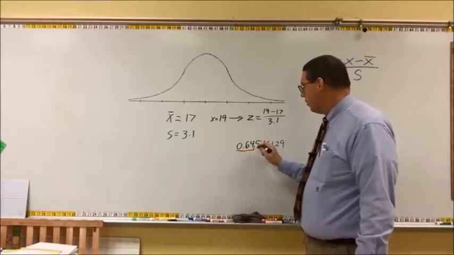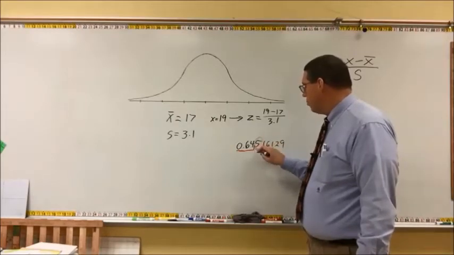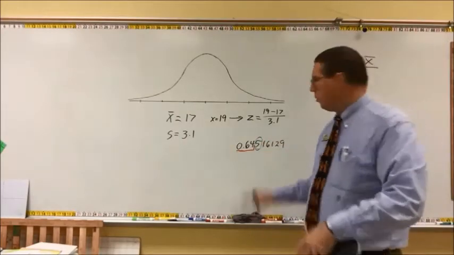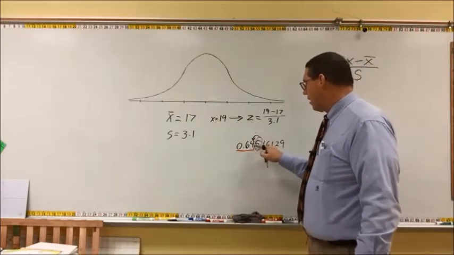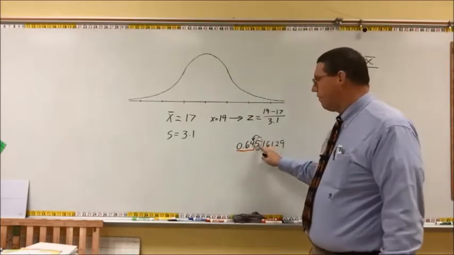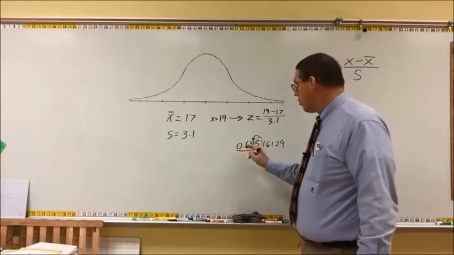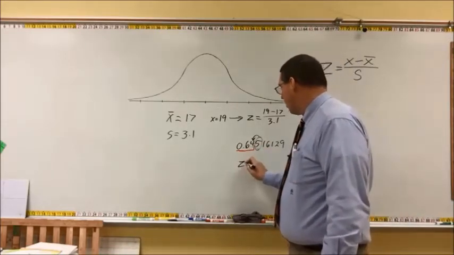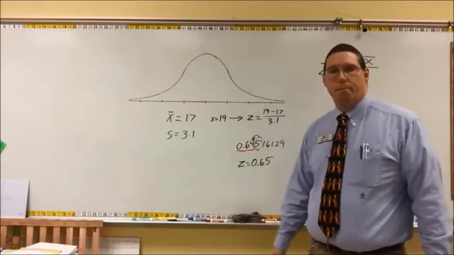Now, here's what you have to do. You then have to look at the third digit, and you have to use that digit to round the second digit. Because this is a 5, that's going to tell this number to go up by 1. If this number was less than 5, if it was 4, 3, 2, 1, or 0, then we wouldn't change this 4 at all. So our z-score is 0.65. That's our z-score. Okay?